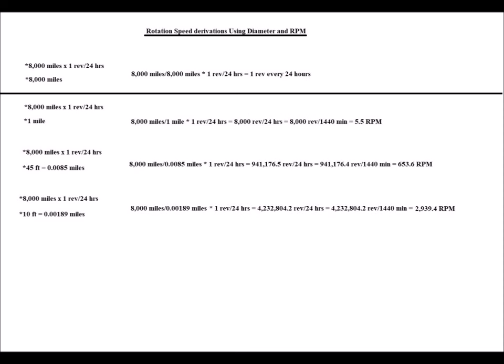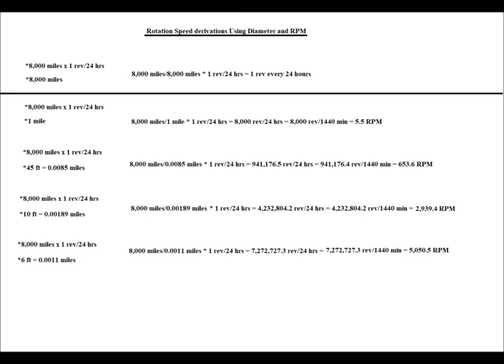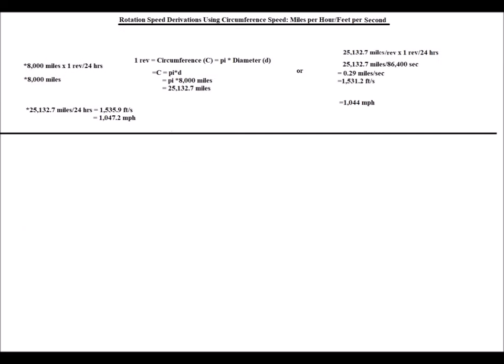The craft's rotation speed should be variable to accommodate any deviations from the calculations. We can then use the same procedure to calculate the rotation speeds for Carr's 10-foot model, which comes in at around 2,939.4 RPM, and then 5,050.5 RPM for the 6-foot model. Now, for the circumference velocity method, we can calculate thusly. Starting out again with one revolution in 24 hours for a 25,132.7 mile circumference Earth.